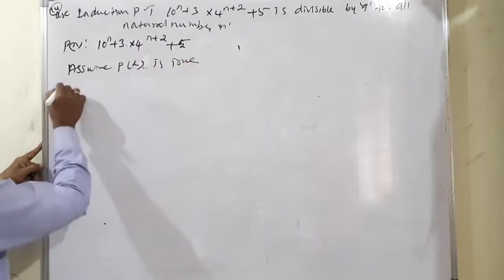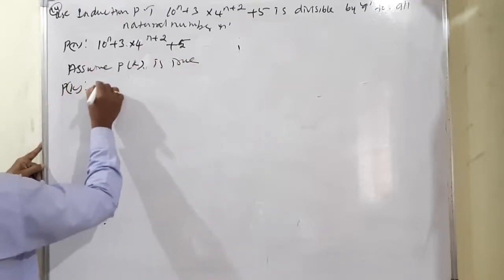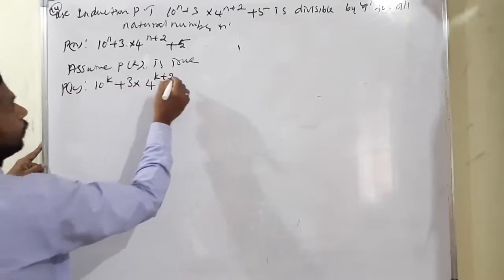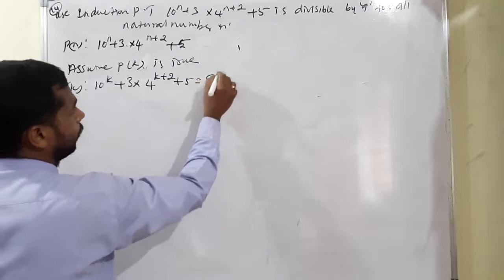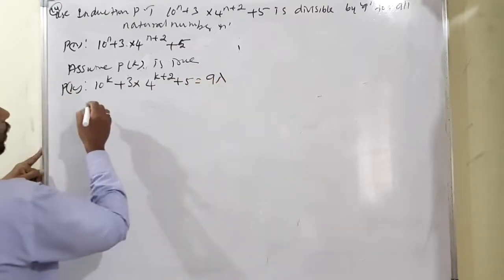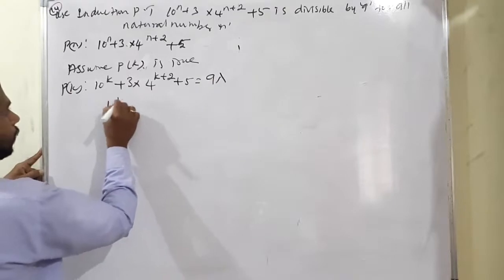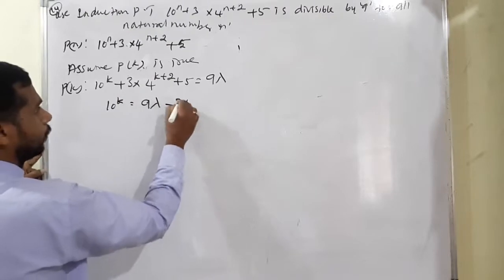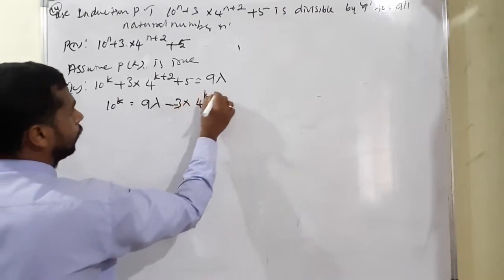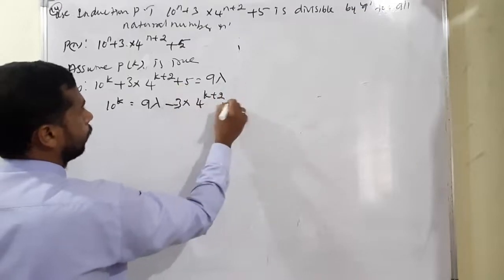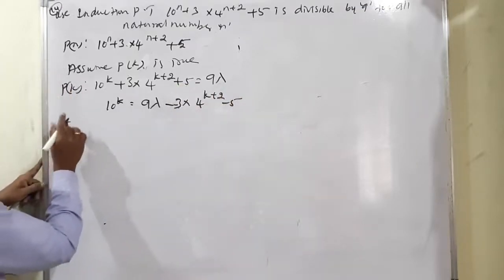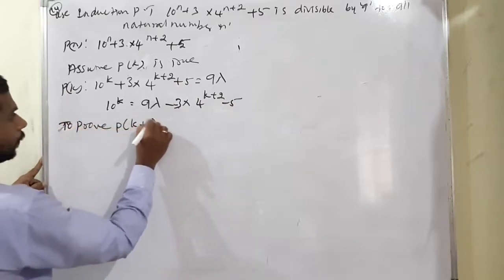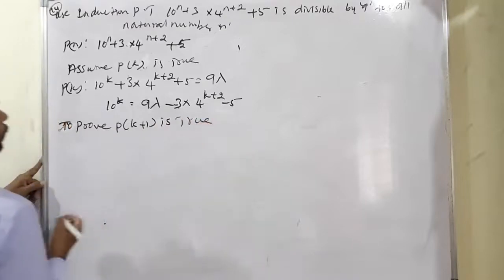So, P(k) is true means 10^k + 3·4^(k+2) + 5 is divisible by 9. Therefore, 10^k = 9λ, with the terms brought to the other side with opposite signs: minus 3·4^(k+2) and minus 5. To prove: P(k+1) is true.